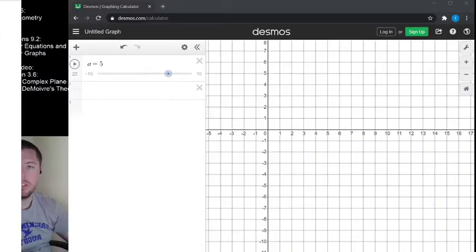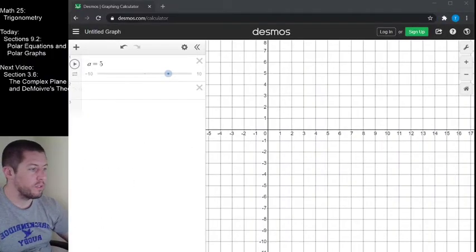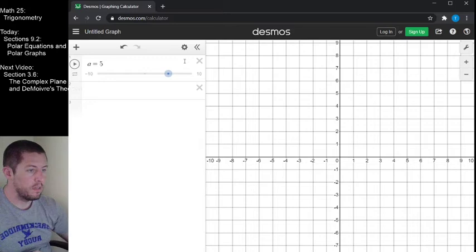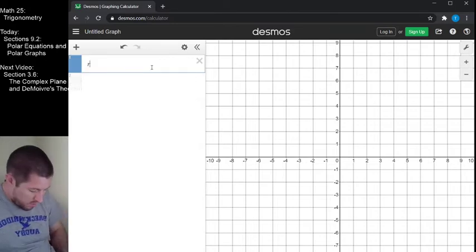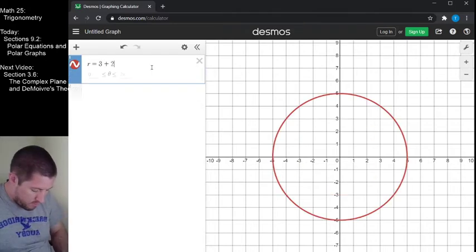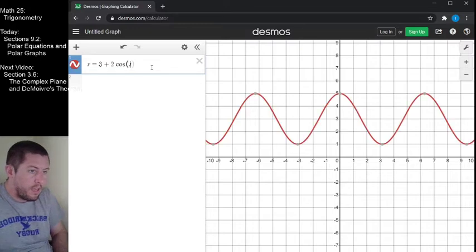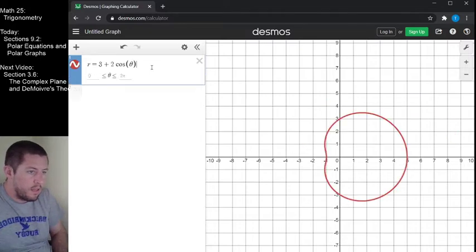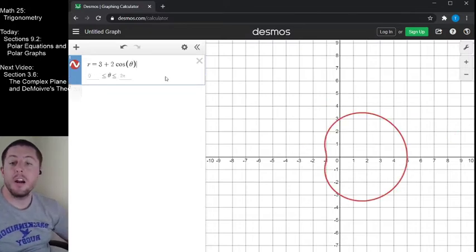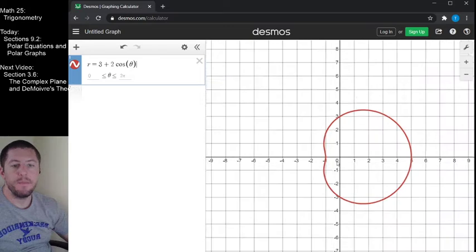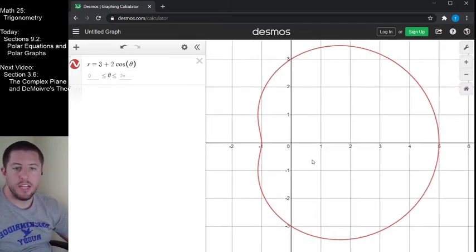r equals 3 plus 2 cosine theta. r equals 3 plus 2 cosine theta. And what do you know? We got a cardioid-like shape. It's not going through the origin. It's laying on its side, right? So we can make these general classifications about these here.